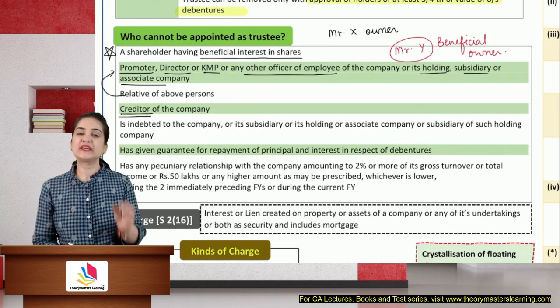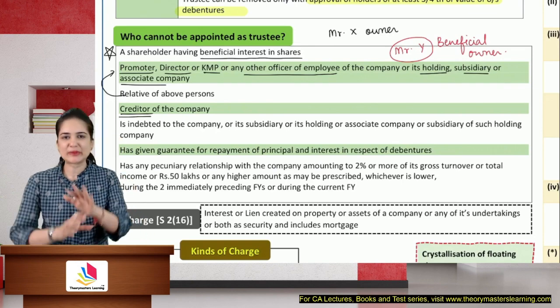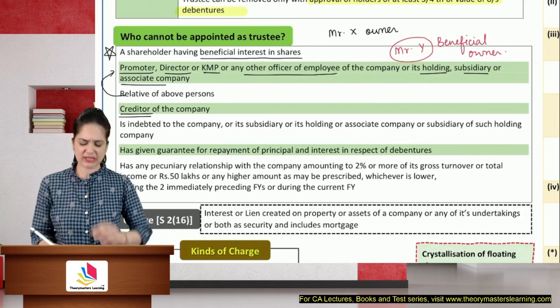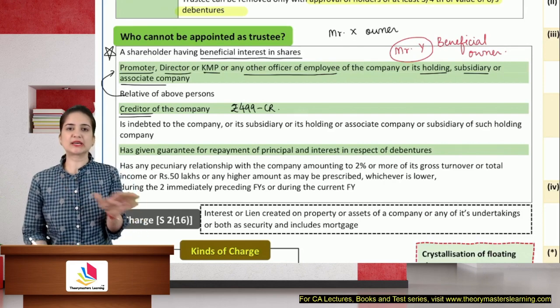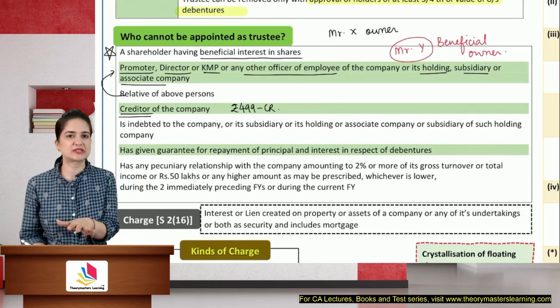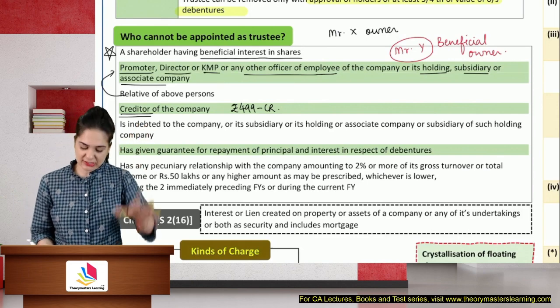Creditor, even if he has to recover 1 rupee from the company, cannot be appointed as a trustee. There was a question in the exam that we need to pay 499 rupees to a creditor. Can he be appointed as a trustee? No. Nothing has been specified. No relief has been given as far as the amount is concerned. That person cannot be appointed as trustee.